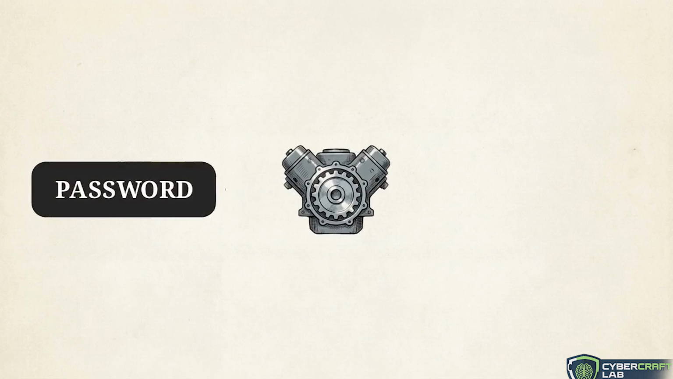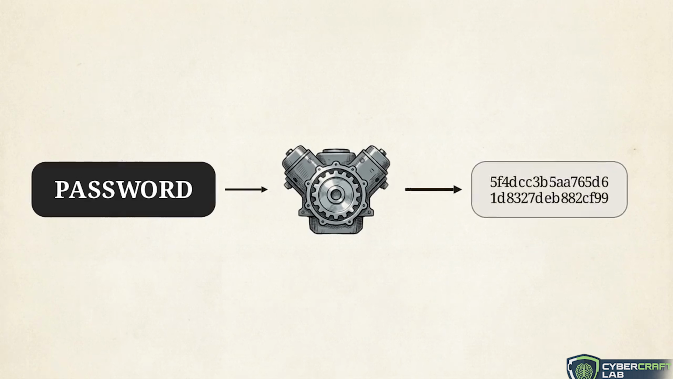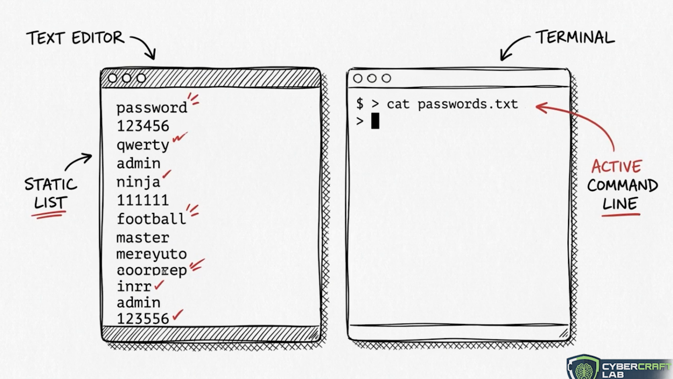This animation shows how a simple word transforms into a fixed string of characters. The math only works in one direction. You cannot reverse engineer this string to get the original word back. Since we can't decode it, tools like John the Ripper take a different approach.